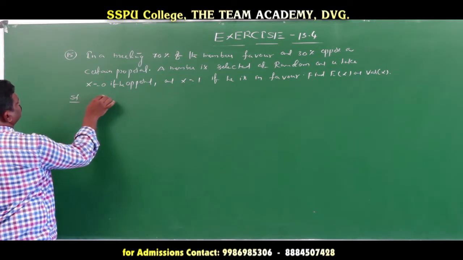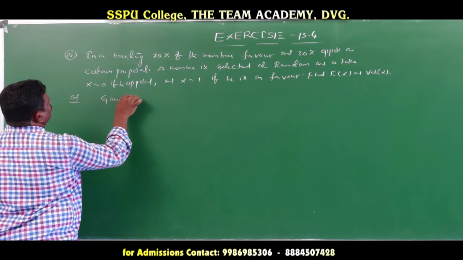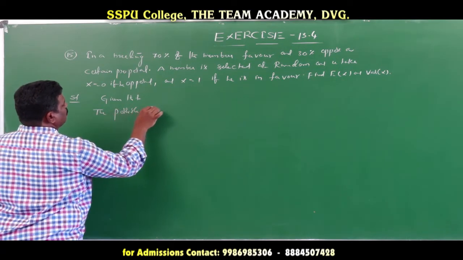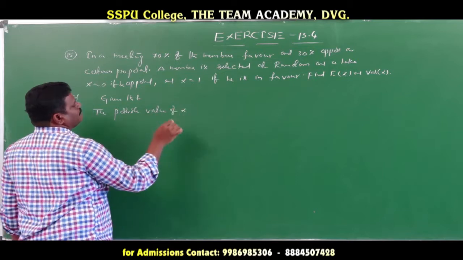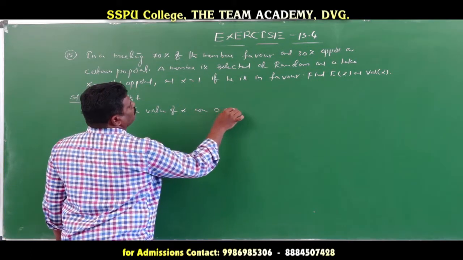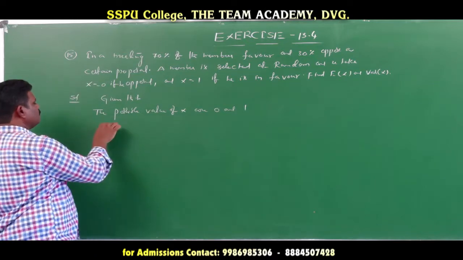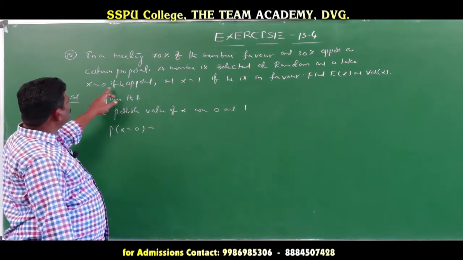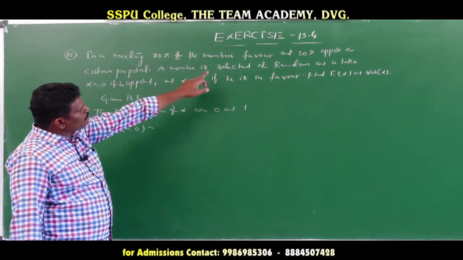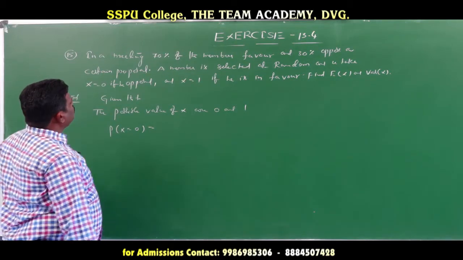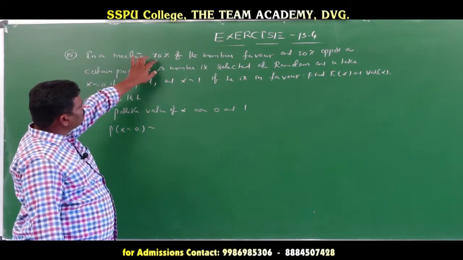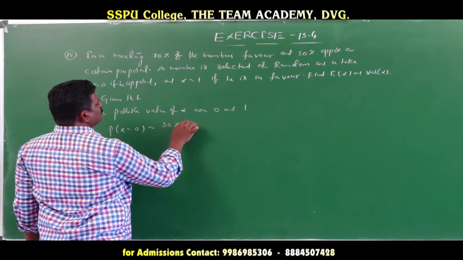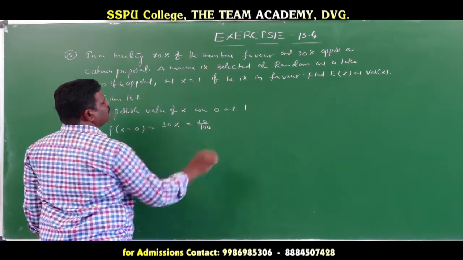So given that, the possible values of x are 0 and 1. Okay? Now here, probability of x equal to 0. 0 means opposed. In a meeting, 70% of the members favor and 30% oppose. So 30% opposed members, so this value is equal to 30 by 100, or 3 by 10.